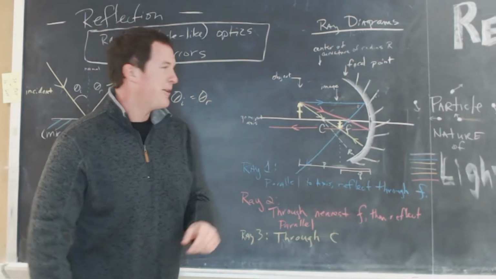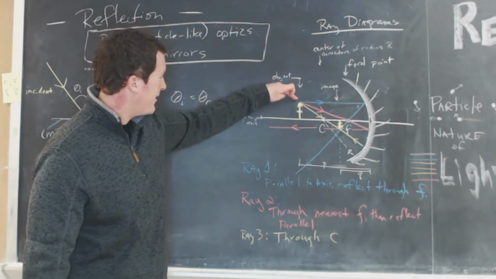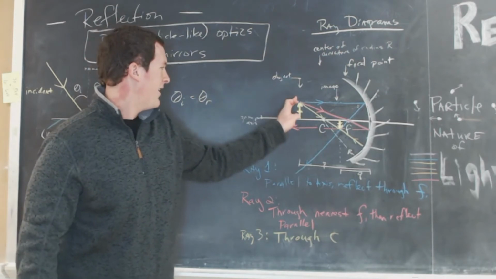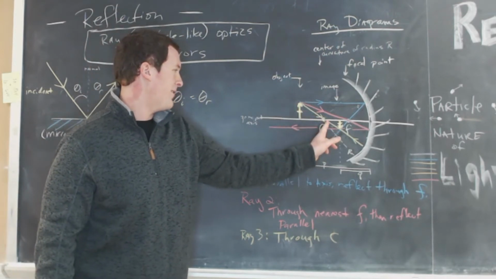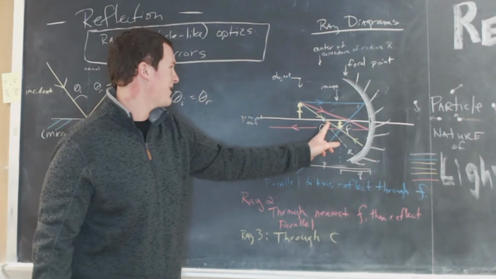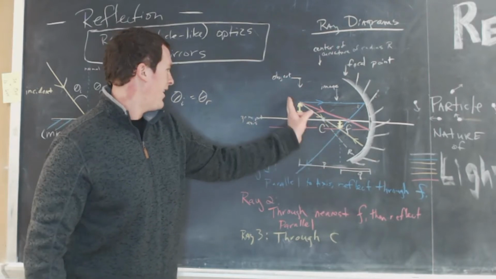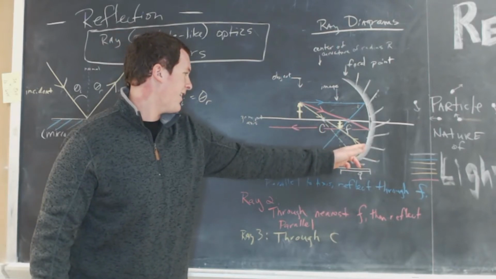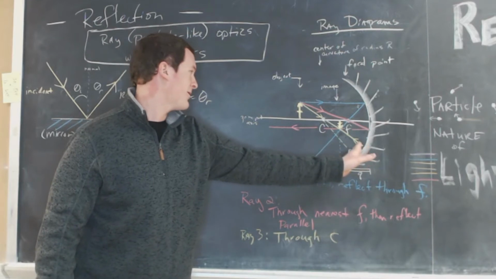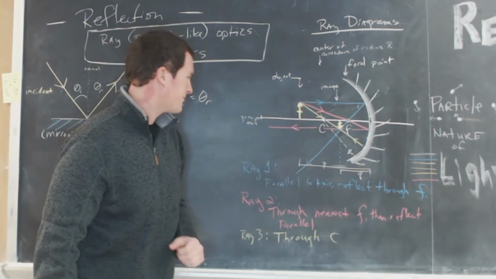Now you have one final ray to draw. And once again, you're going to start at the top of your object. This time you're going to go through a point known as C, which is known as the radius of curvature. You're going to draw it straight through that line, and it will reflect off the mirror and return straight back to where it came from.